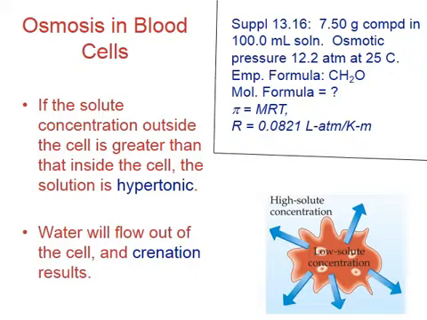Now this is a practical example, osmosis in blood cells. We already know the theory now and can predict what may be happening. If the solute concentration outside the cell is greater than inside the cell, the solution is hypertonic. Water will flow out of the cell and crenation is going to result, and that's what you're going to see on the right hand side.